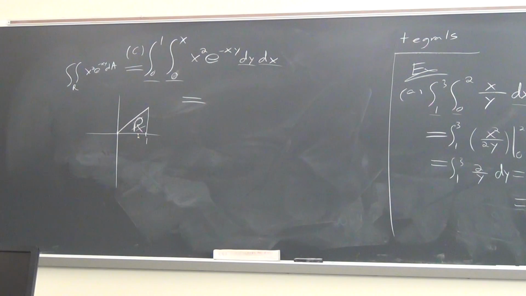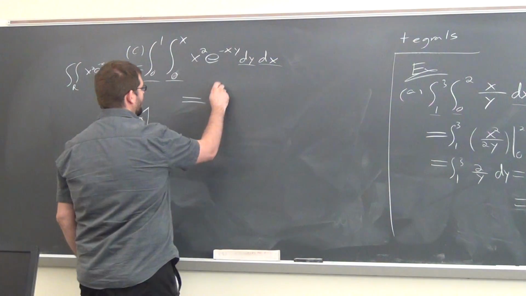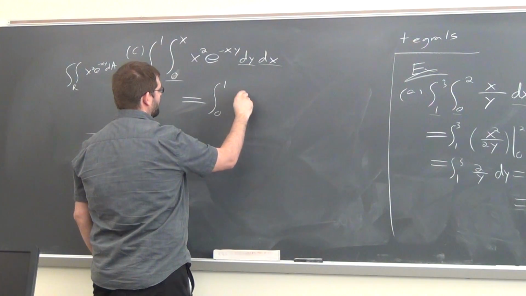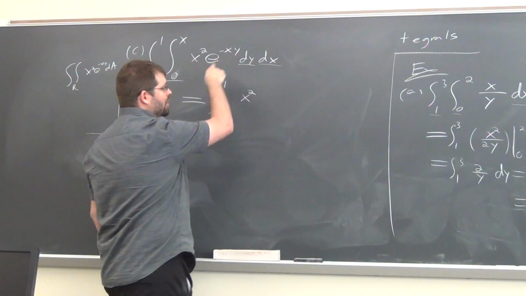So we treat x as a constant, and we integrate with respect to y. So we're going to get 0 to 1, and the x squared will sit there. How do you integrate that guy?